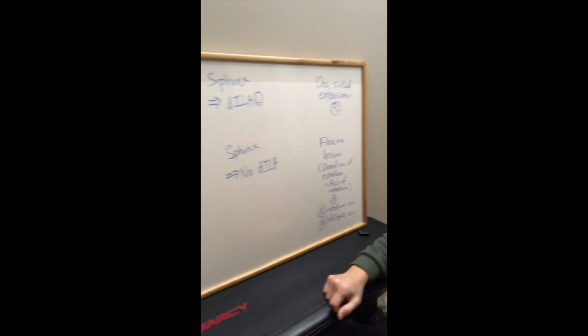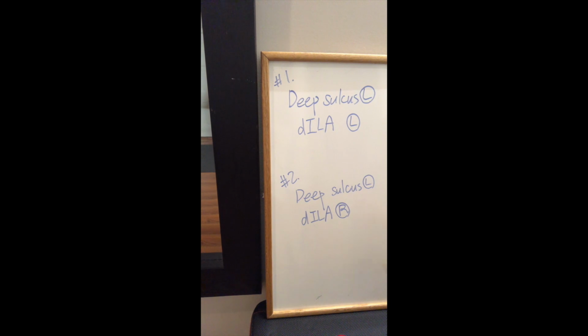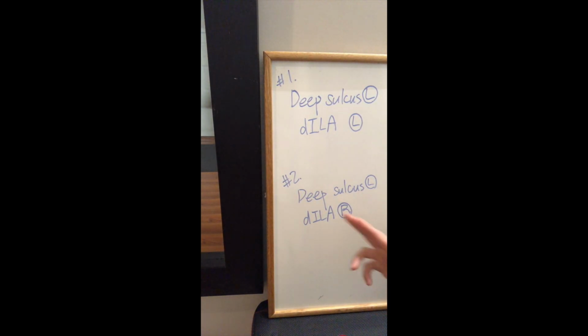Okay, now let's do the second one. Again, the person is prone and neutral, and we found that deep sulcus was on the left side and DILA was on the right side. What can we know from this? Think about it before I give you an answer. Okay, we know that this is an oblique axis dysfunction. And we also know that because the deep sulcus is on the left, so it'll be the right rotation, right?